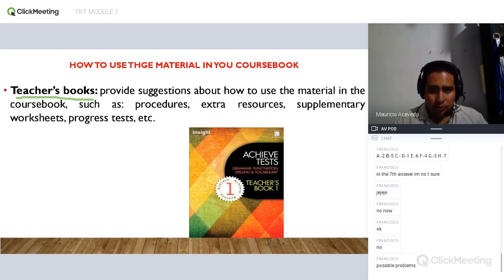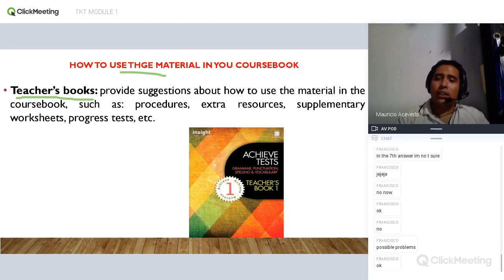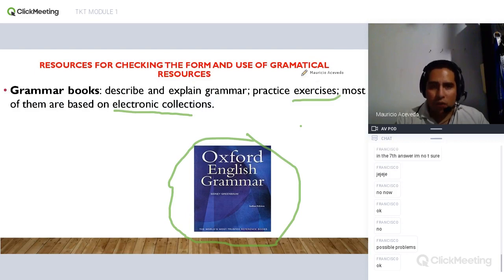Okay, so this is for the teacher's books for helping with material in your course book. Okay, Francisco? And that's all. That's basically all about references. What you must remember about references is this.